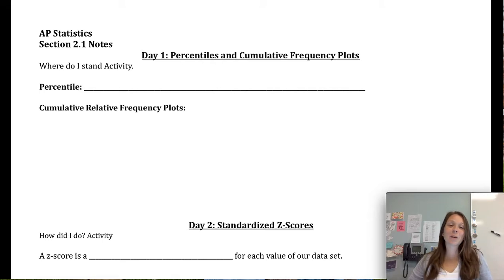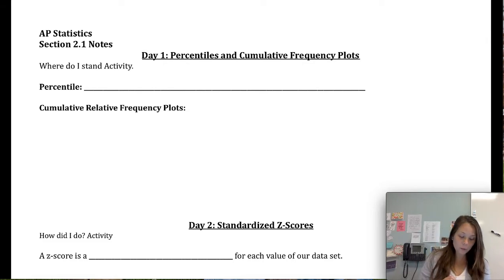So today we are starting chapter 2. Our first one, and I have this broken up into a couple of days, but if you're watching these videos virtually, know that you will likely be getting through day 1 and day 2 all within the same block schedule time frame. So just be mindful of that. For today, for the start of this, we're looking at percentiles and cumulative frequency plots.